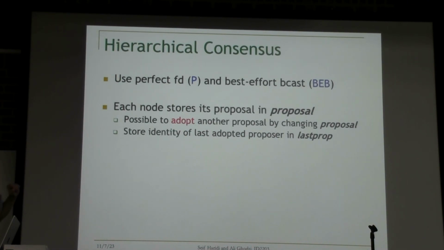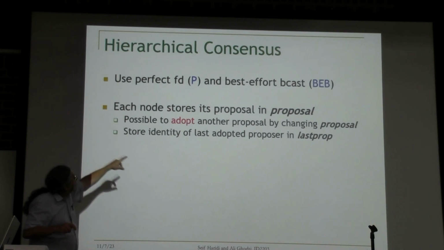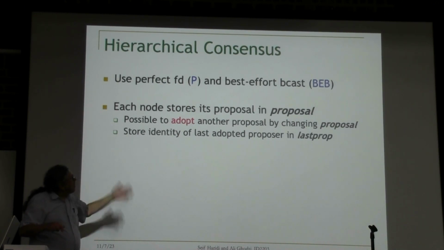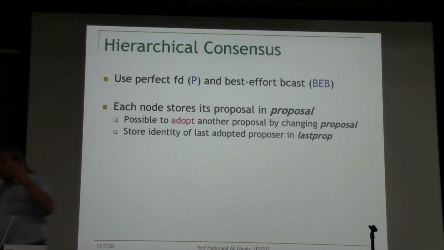So we're using the perfect failure detector and also the best effort broadcast, our trusty best effort broadcast. The algorithm is going to be kind of straightforward. Each node has a local variable called proposal, and it can change it. It's what it thinks it's going to decide on, but it might change that. While the algorithm is running, eventually all the nodes will come to the same value.